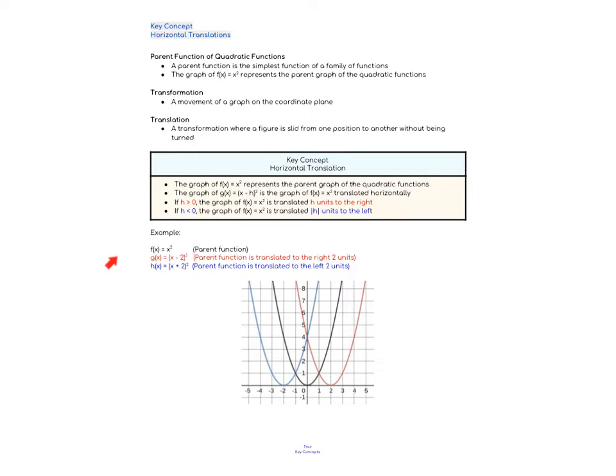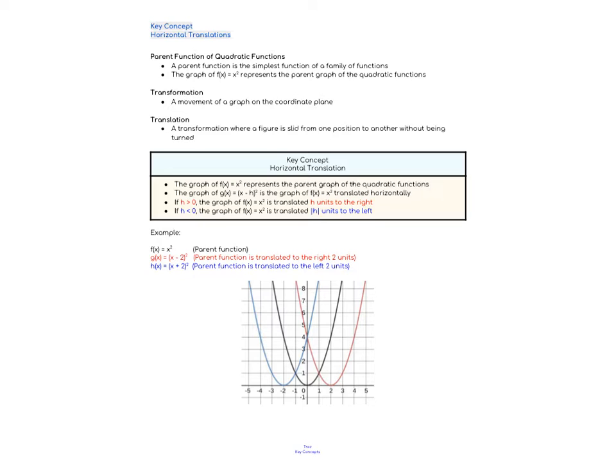Okay, so let's take a look at our example. So f of x equals x squared. That's our parent function. It all starts there, and that's represented by the black parabola on the graph. So next we have g of x equals x minus 2 squared. So our parent function minus positive 2. So now, since it's positive, this moved 2 units to the right.